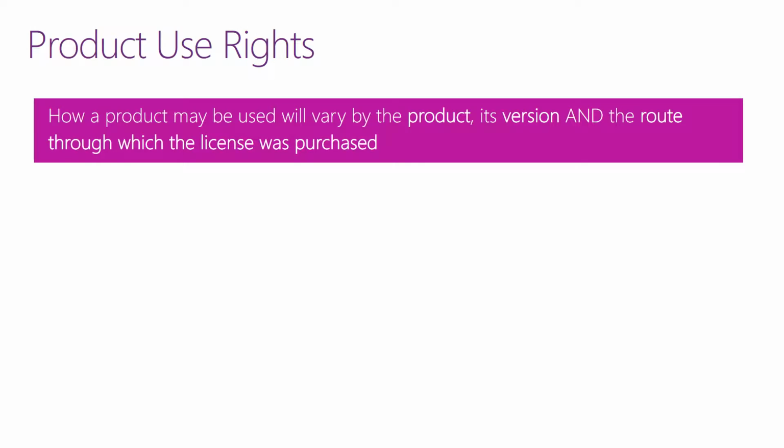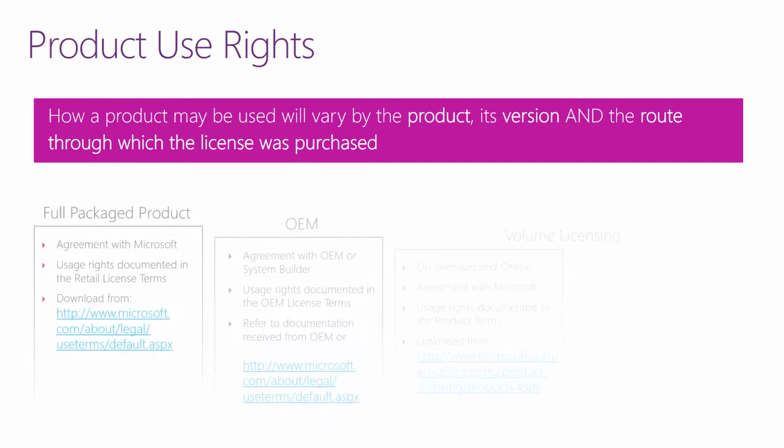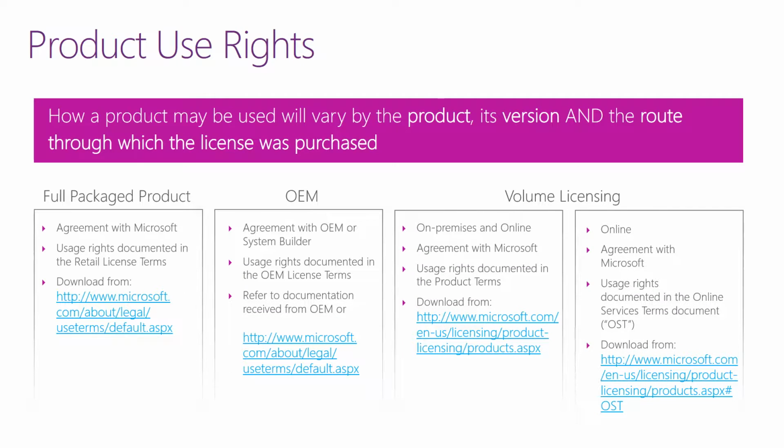We've seen that there are different ways that customers can acquire licenses for Windows and Office, and the next thing we need to turn our attention to is the product use rights for those licenses, because it's important to realise that how a product may be used will vary not only by the product itself, but also by the route through which the license was purchased. So where do you go to check the usage rights for any software that you may have acquired? Well, here you can see links to the various documents and websites that give access to these rights.